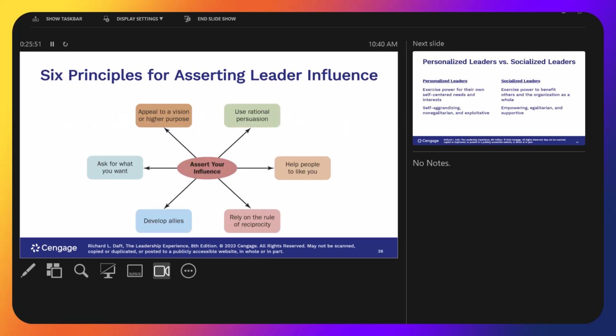Six principles for asserting leader influence. So when we look at this, we'll start with use rational persuasion. It's when you sit down with people and you use rational persuasion to try to get them to understand something. Bottom line is, okay, this is not working. This is what we've been doing. Here's something I'm proposing to try. This may not be guaranteed to work, but it at least gives us a shot to get something that may work. That's rational persuasion.